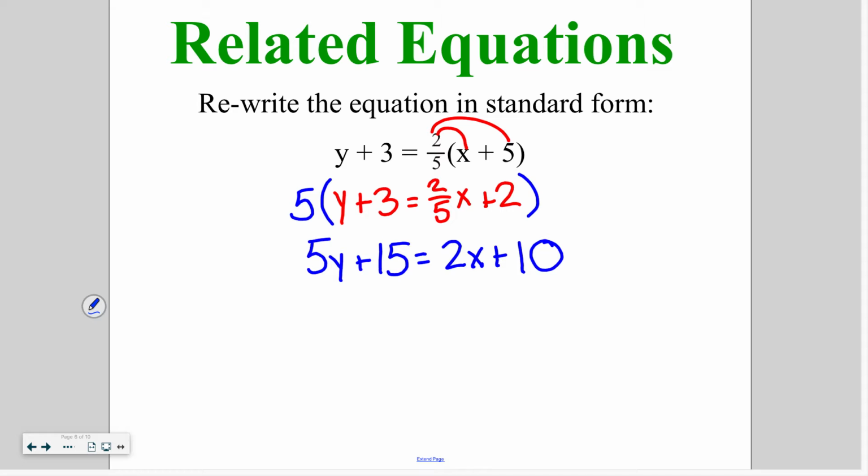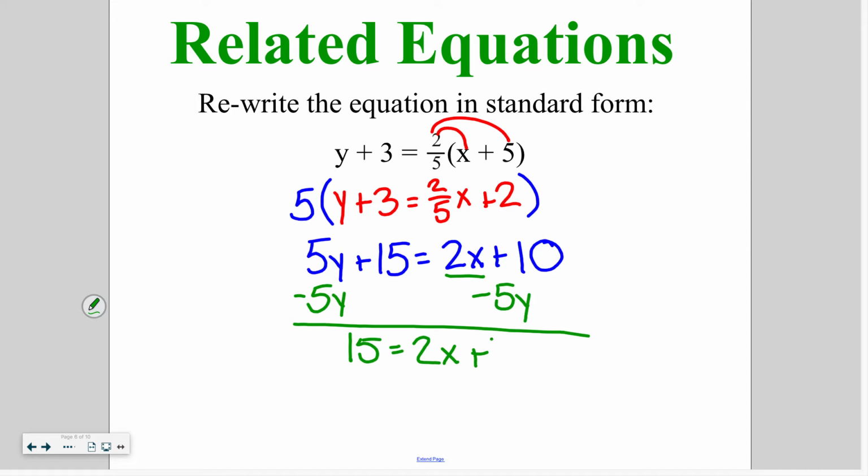Remember, in standard form, it is key that our x stays positive. So I am going to leave this 2x alone because it is already positive. I want the y to get over by the x, so I'm going to subtract 5y, giving me 15 is equal to 2x plus 10 minus 5y.